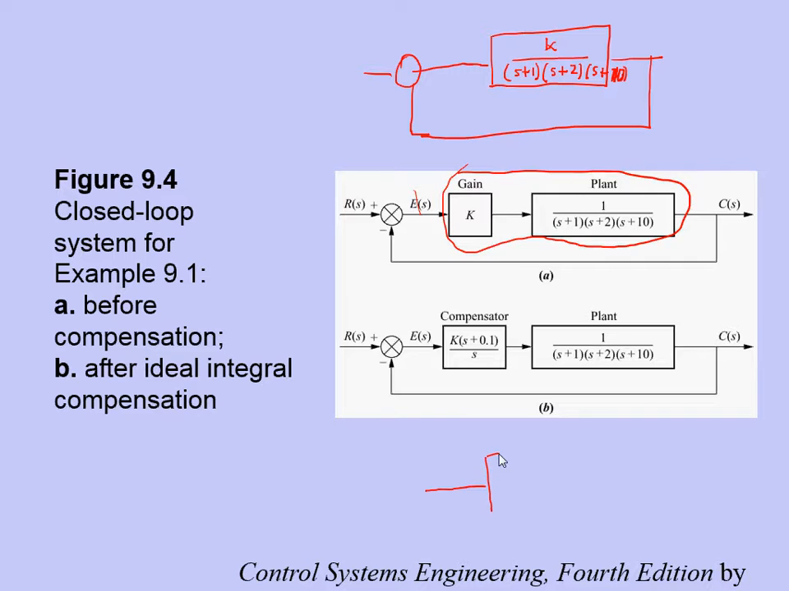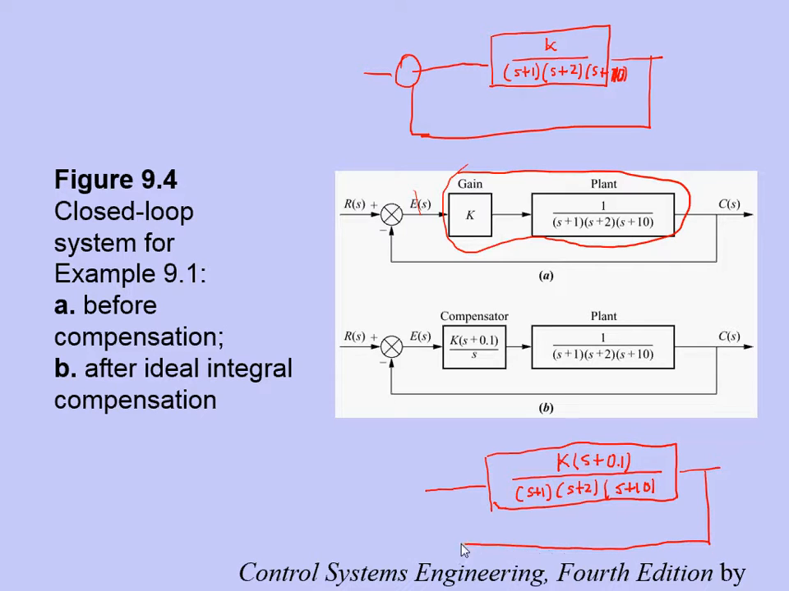The transfer function for this system is going to look like k, the numerator is s plus 0.1, and then the bottom one is s plus 1 times s plus 2 times s plus 10. These transfer functions that I am drawing now are what we need to enter in MATLAB to be able to see how this changes.